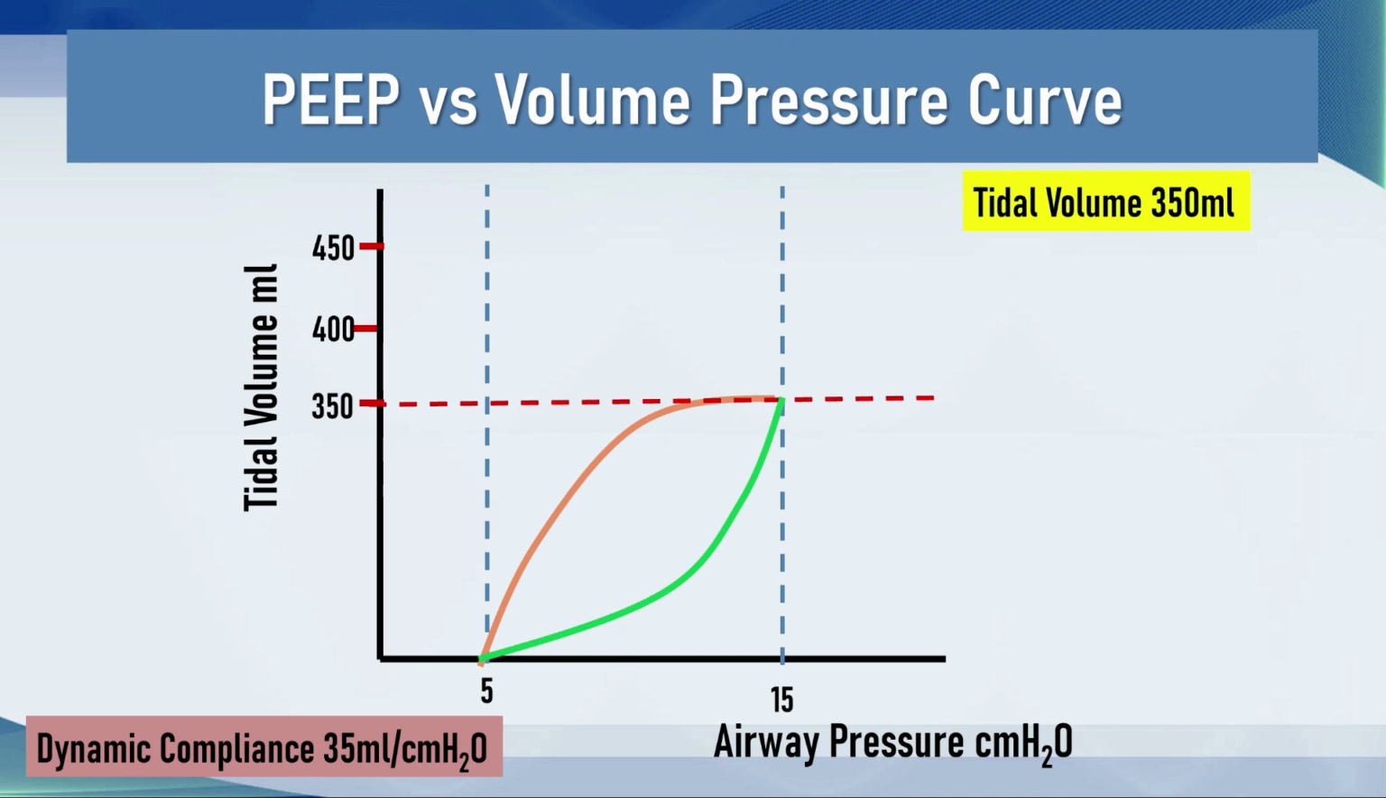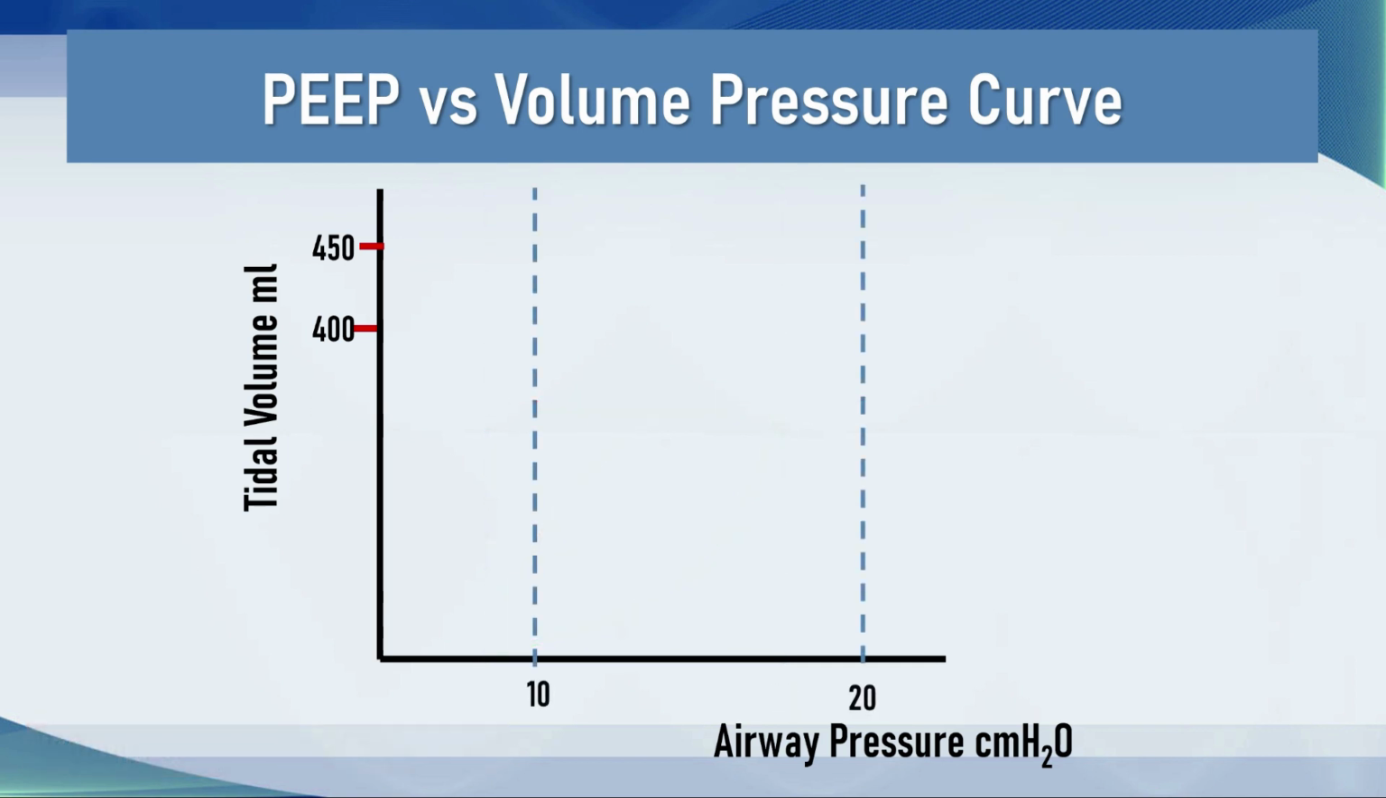The volume pressure curve is quite flat, and the resulting tidal volume is 350 mils, and that translates to a dynamic compliance of 35 mils per centimeter of water. That means that for every centimeter of water of distending pressure, the tidal volume is 35 mils. This isn't good. It's quite low, and certainly this situation can be improved with some ventilatory maneuvers. So one of the things we can do, of course, is to increase the PEEP.